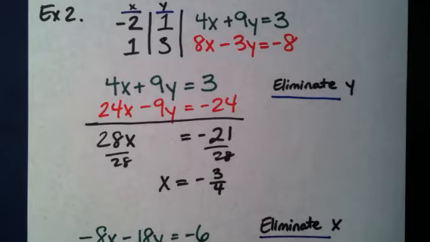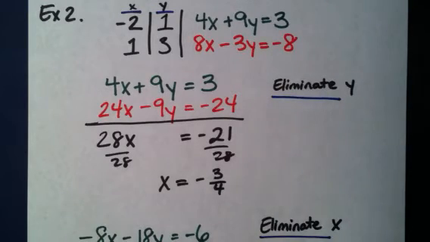When I add 4x and 24x, I get 28x. 9x and negative 9x cancel out, and 3 minus 24 is negative 21. I then divide both sides by 28 to get x equals negative 21 over 28, which I'm going to simplify by dividing top and bottom by 7 to x equals negative 3/4. So I have my x value.